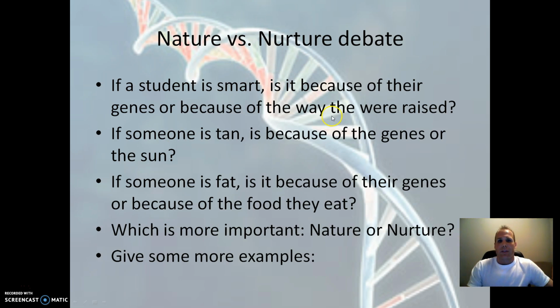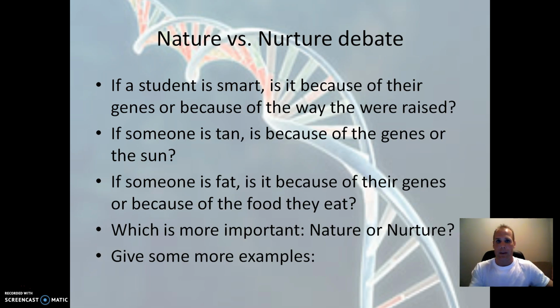That brings up this nature versus nurture debate. If a student is smart, is it because of their genes or the way they were raised? If someone is tan, is it because of their genes or how much time they spend out in the sun? If someone is fat, is it because of their genes or is it because of the food they eat? I mean, this is a really classic example. You look at an overweight young man or woman and you see, okay, they're fat. Then you look at their parents and they're fat.